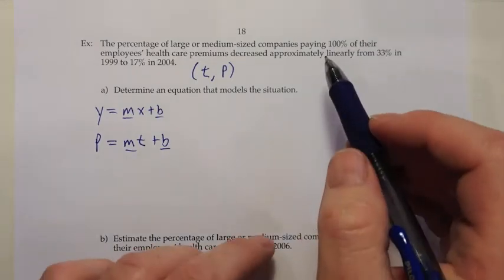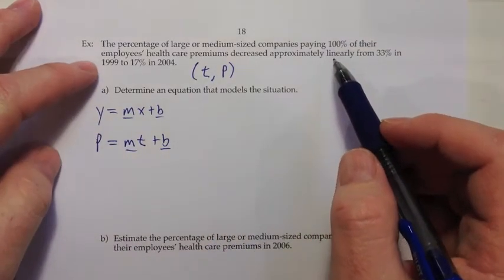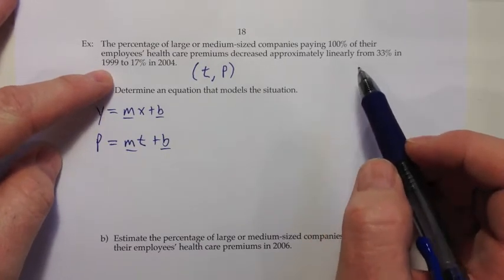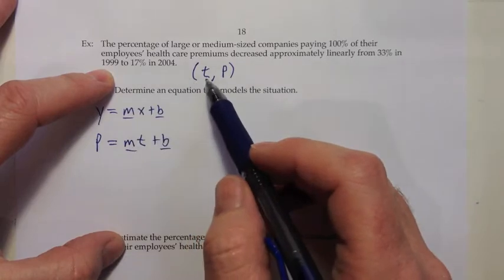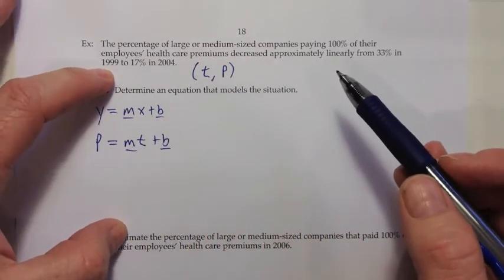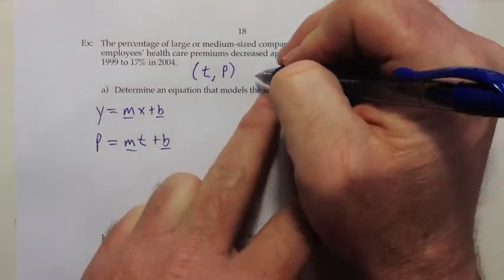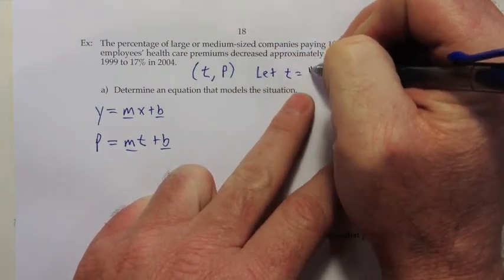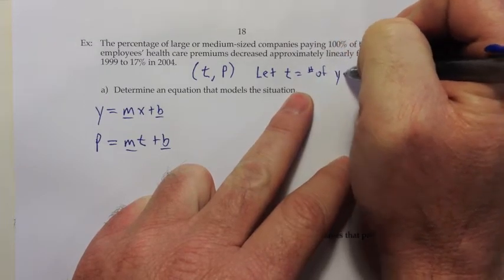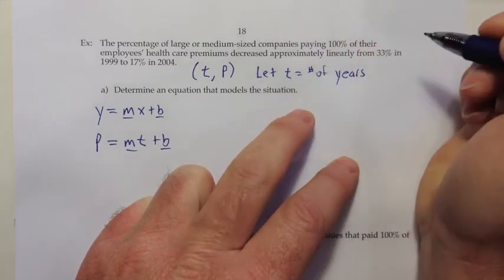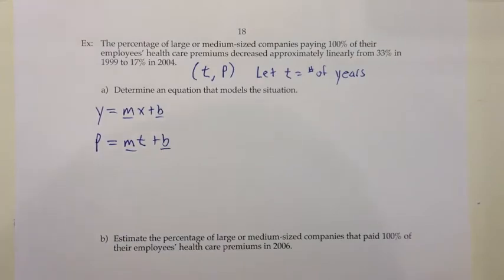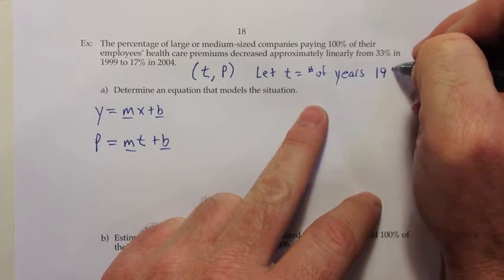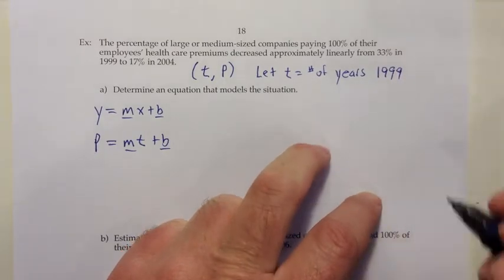So let's look at the information they gave us. They said it was, let's see, 33% in 1999. So I could use 1999 as t, but we typically don't do that. We pick some starting year. So what I'm going to do is say let t equal the number of years since. So we've seen this a lot of times that they would use this sort of wording. And they didn't tell us what year t started in, so we can pick it. And the smart pick would be the first year they mentioned, which in this case was 1999.